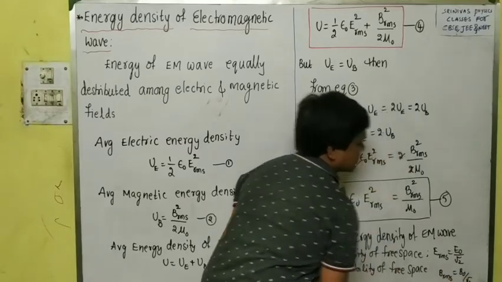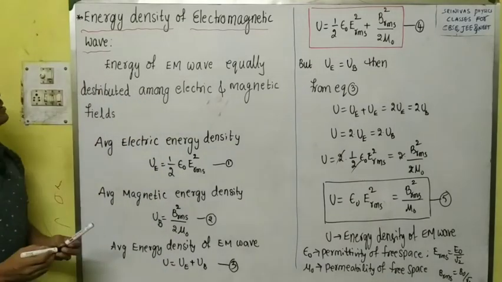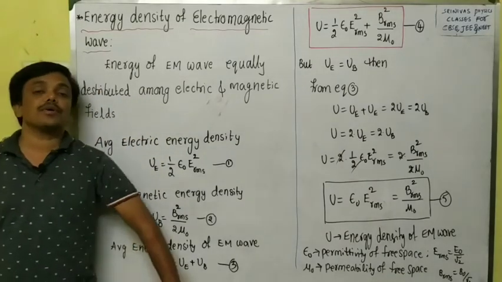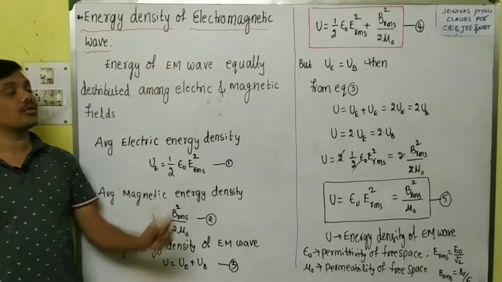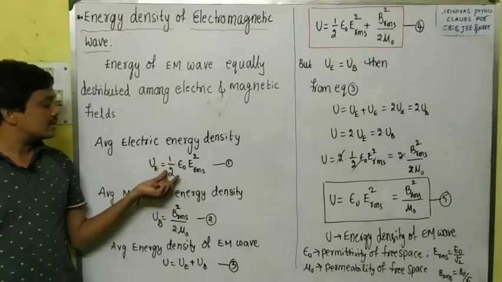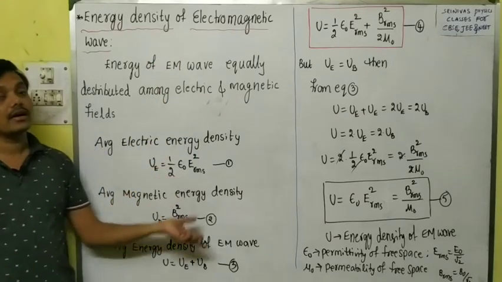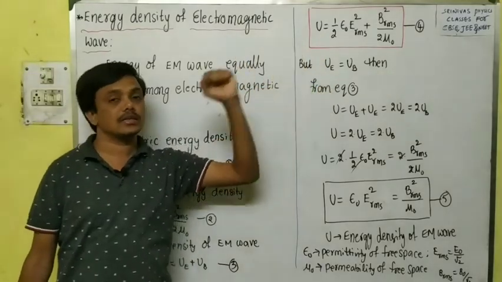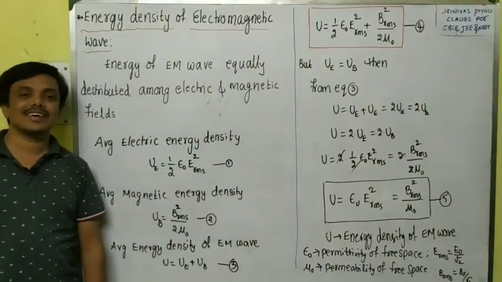Okay, right. Now this is about the energy density of EM wave. For the EM wave energy density, we have to add the energy density of the electric field and the magnetic field, then we will get the EM wave energy density. Okay, right. Take the screenshot and note it.